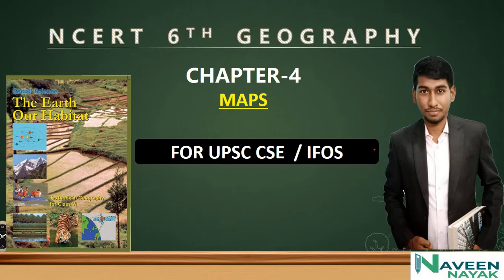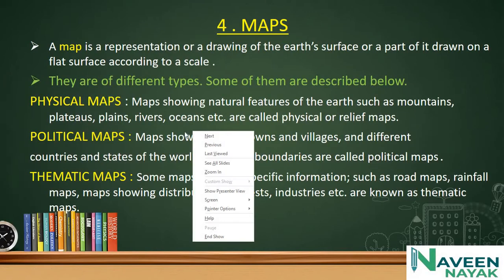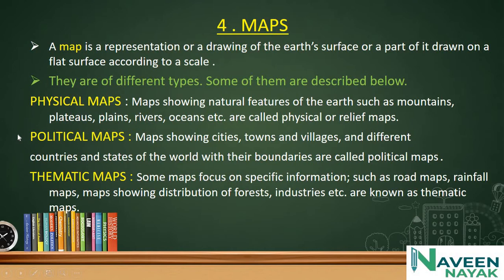Today we will start with class 6 geography chapter 4, that is maps. In this chapter we will be understanding the basic aspects of mapping. We will move forward to understand the concept in detail. And the fourth chapter is maps.